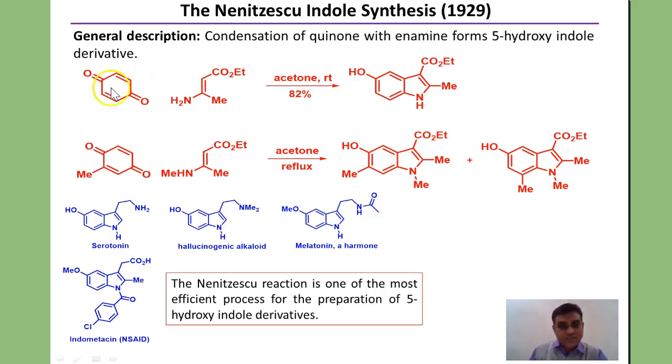Nenitzescu indole synthesis involves a condensation of benzoquinone with an enamine. Benzoquinone on condensation with the enamine forms 5-hydroxyindole. Similarly, if it is a substituted quinone, then we get a mixture of the products. Now this Nenitzescu synthesis was reported in 1929, but it gained importance in the 1950s or 60s, when it came to be known that 5-hydroxyindole is a very common substituent in most natural products. Therefore, Nenitzescu synthesis is a very important synthesis as far as 5-substituted indoles are concerned.